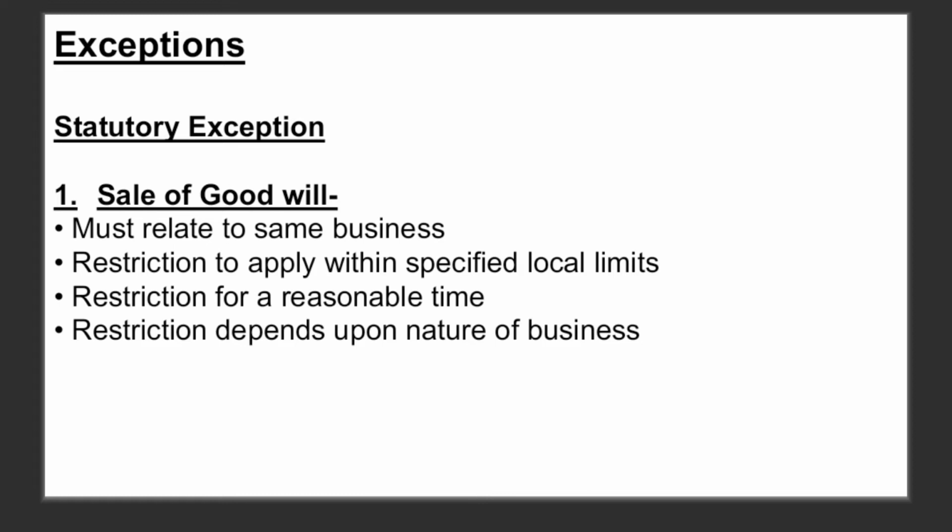The Contract Act itself provides the first exception, that is sale of goodwill. Whenever there is a sale of business by a person along with its goodwill, the seller of the business may make an agreement with the buyer not to carry on the business in competition with the buyer. So an agreement by a person who sells the goodwill of his business not to carry on a similar business within the specified local limits, so long as the buyer carries on a similar business, is valid.